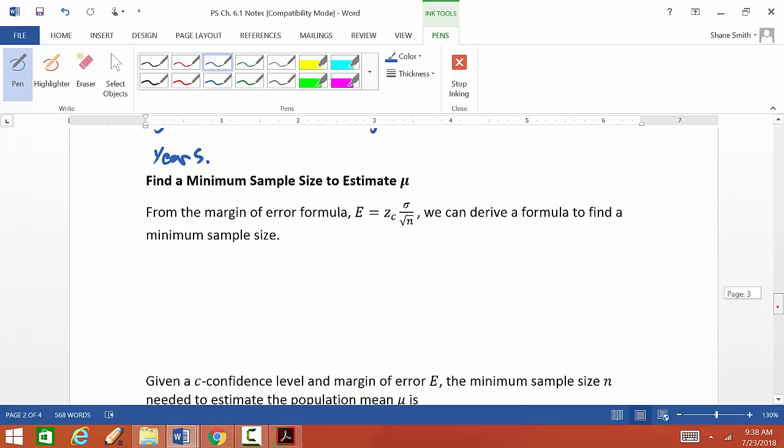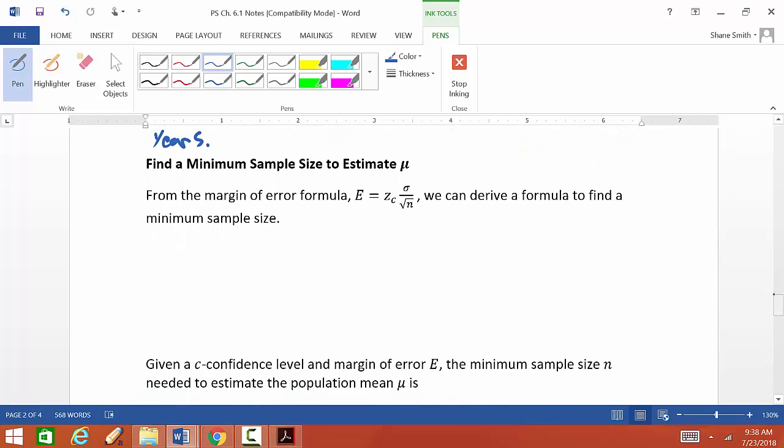Okay. So now what we're going to talk about, the last concept here, is actually doing this in reverse. Sometimes statisticians will encounter a scientist who comes up to them and says, I want to do this experiment, but I want to know how much data I need to be accurate within a certain amount. And the statistician will do some calculations and try to determine that.